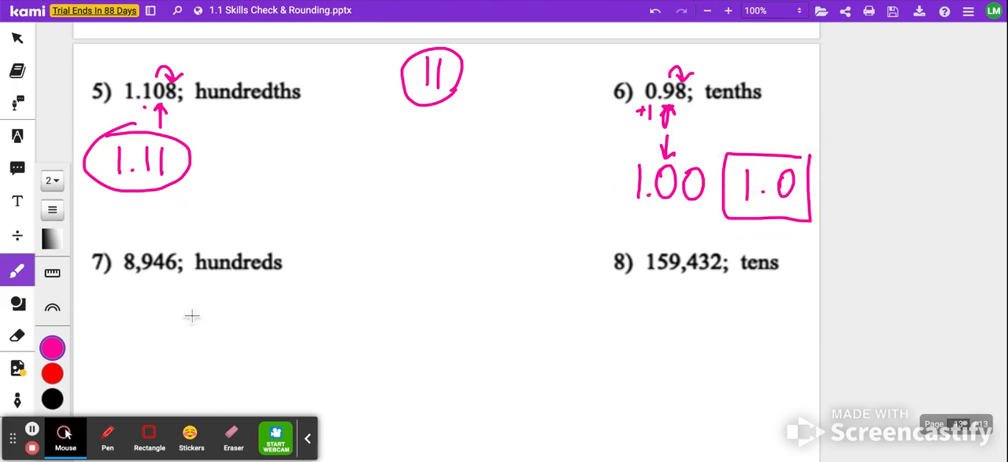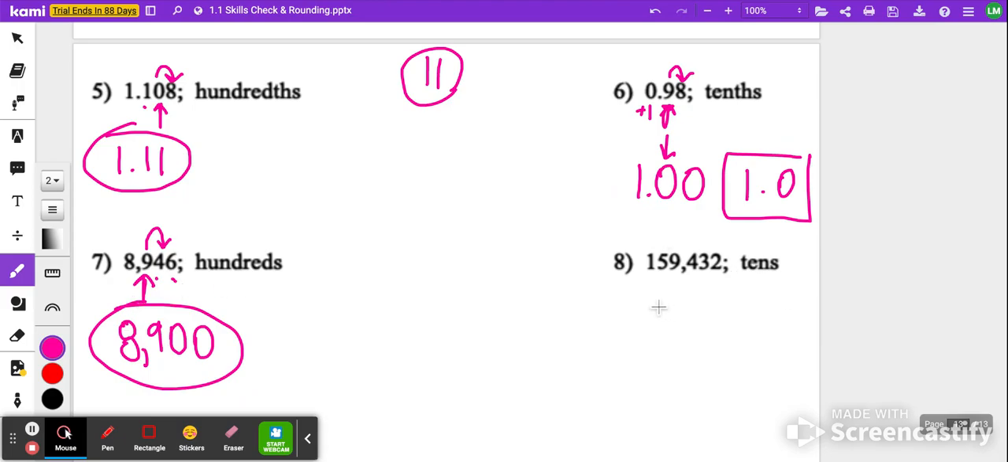Okay. 7, the hundreds place value. Ones, tens, hundreds. My 9 is in the hundreds, but notice the neighbor is only a 4. Since this 4 is below that 5 mark, it's not going to be able to round up. We are going to stay the same. So I'm going to keep it as 8, comma, 9 staying the same, and then everything else a 0, 8,900.